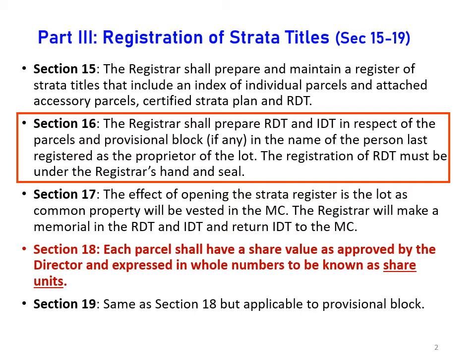Then we go to the next section, section 16. Section 16 is about how there must be 2 copies of the strata title. The registrar shall prepare RDT and IDT. So 2 copies. This is similar to the land titles that we learn under the National Land Code. The concept is similar, which is the Torrens system. So there are 2 copies, RDT and IDT. RDT is kept at the PTG. IDT is kept by the proprietor.